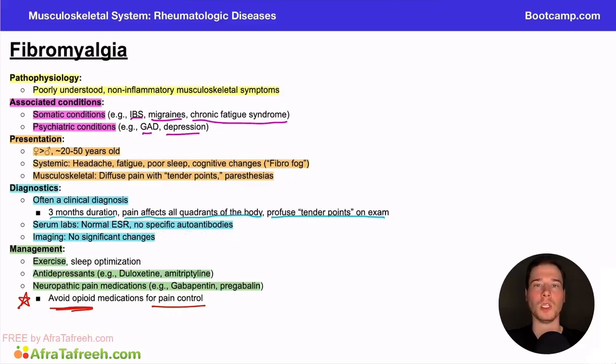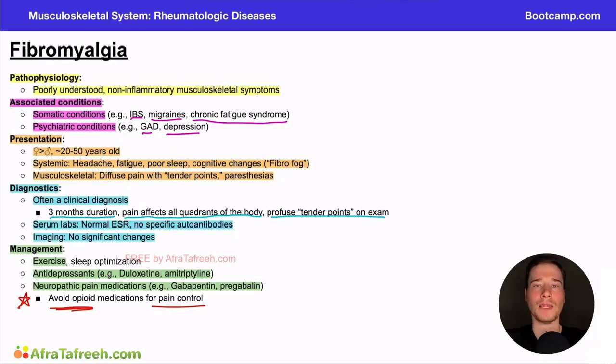So a possible vignette they can give you includes something along the lines of a 45-year-old woman who presents to the clinic with a chief complaint of headache and neck pain. The patient reports she's been having symptoms for years now, and she has been to many doctors without improvements. Vital signs are within normal limits. On physical exam, you notice the patient has very prominent tenderness in the upper trapezius muscles, as well as the greater trochanter area near the hips bilaterally.